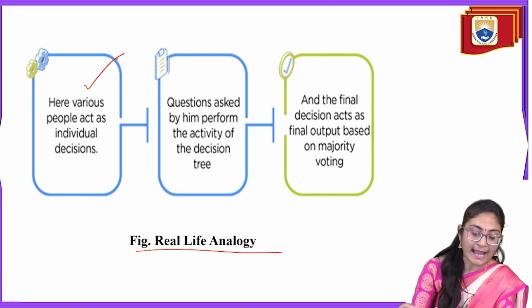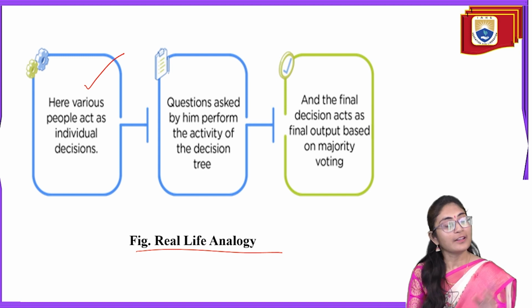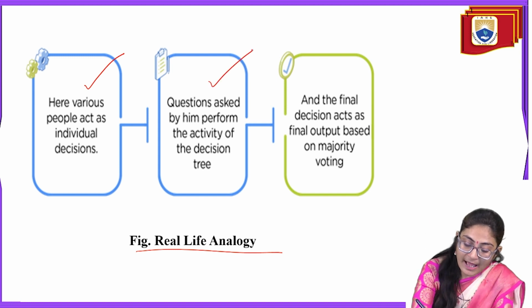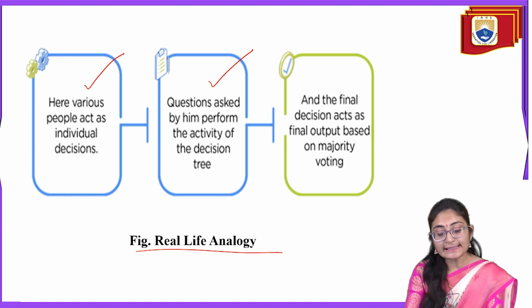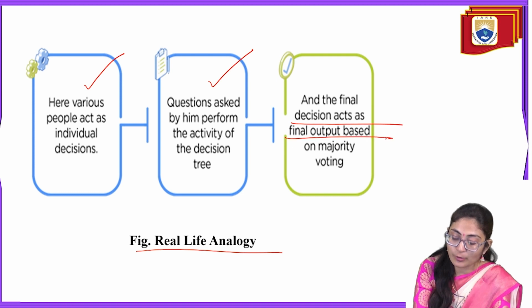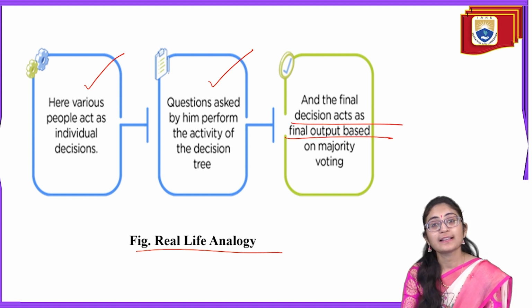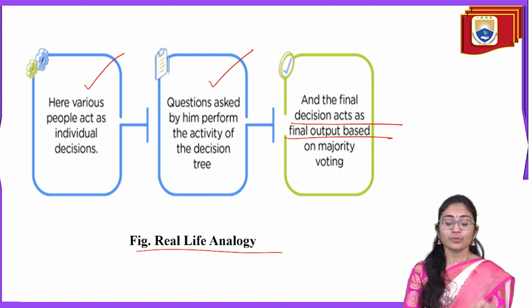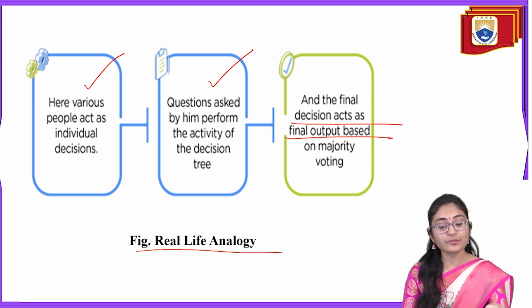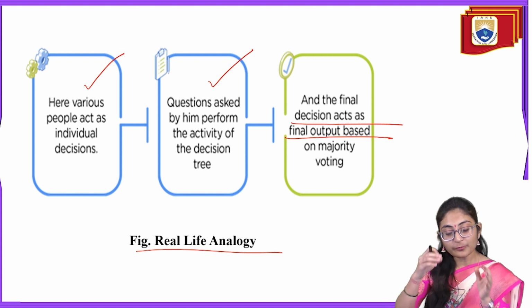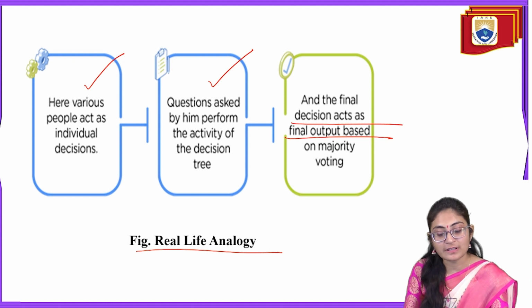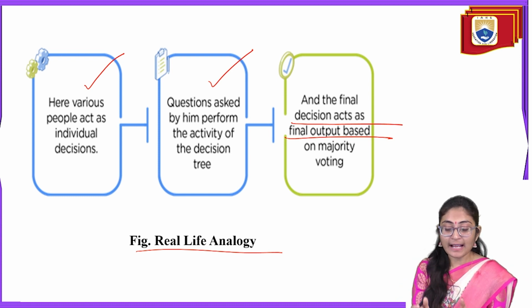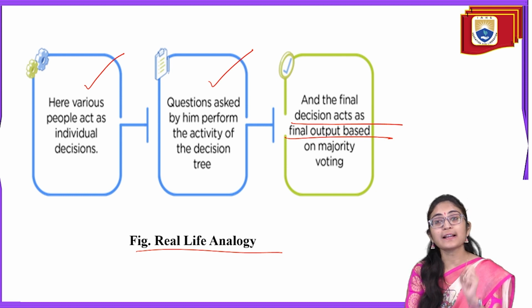Here the various people act as individual decisions. The questions asked by him perform the activity of the decision tree, and the final decision acts as the final output based on the majority output. So here a particular person wants to take a decision. For taking that decision, he asked so many persons some questions, and after that he has chosen one final output on the basis of majority voting.